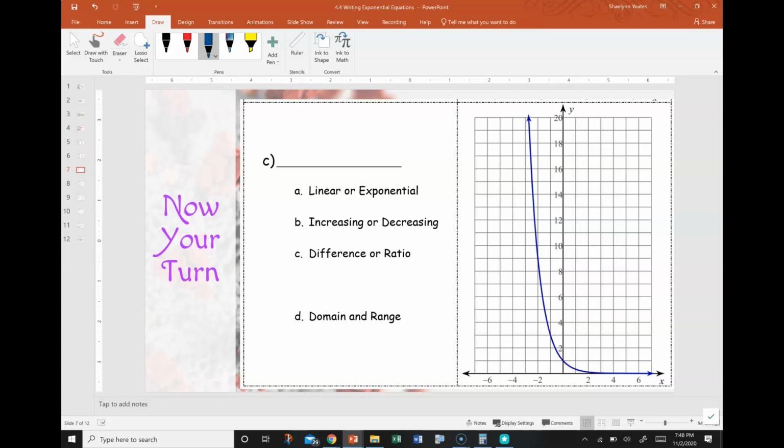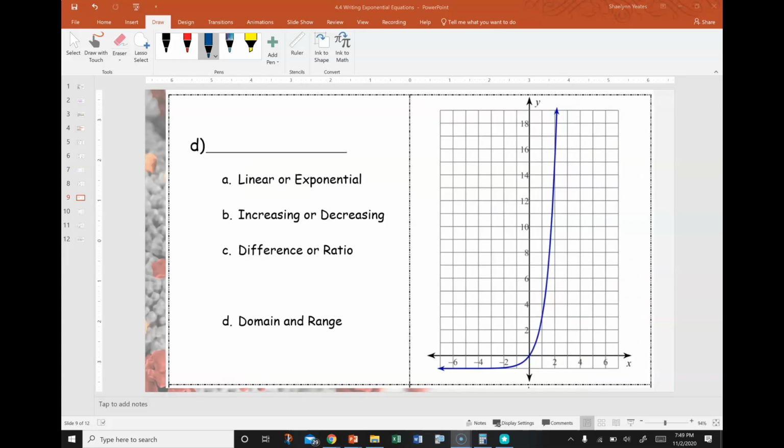Go ahead and try this one. See if you can figure out what's happening every single time. Increasing, decreasing, linear, or exponential. Does it have a difference or a ratio? If it has a ratio, is it dividing or is it multiplying? If it's dividing, remember to write it as a fraction. And then once you finish with that, we will meet back together on this page.